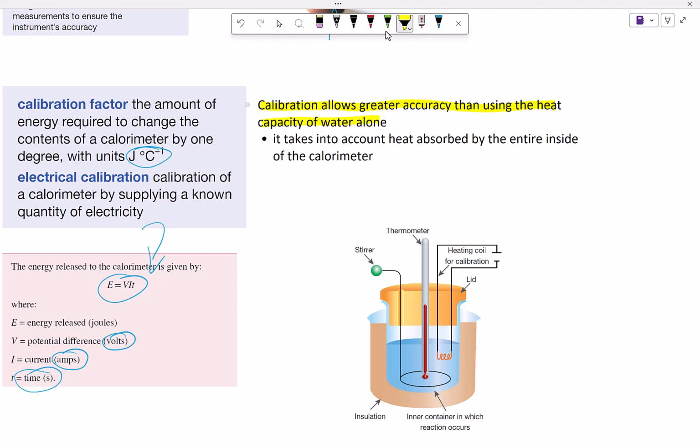Because more importantly, it takes into account the heat absorbed by the entire inside of the calorimeter. So, even the best we could do, the thermometer will absorb some energy. The stirrer will absorb some energy. The lid will absorb some energy. Not much necessarily, but just a little bit. And so we can account for that. Then that's good.